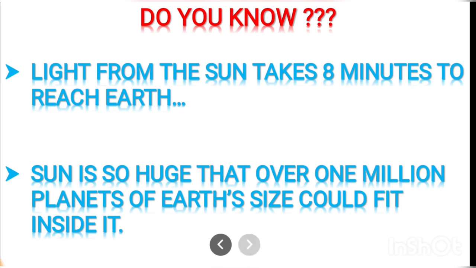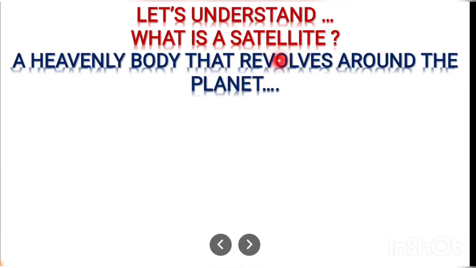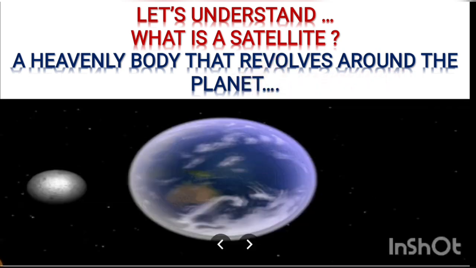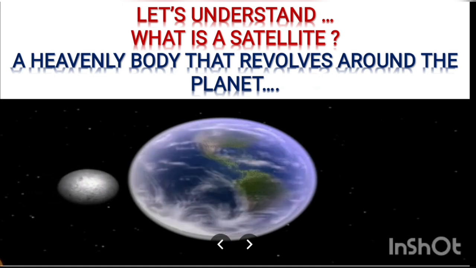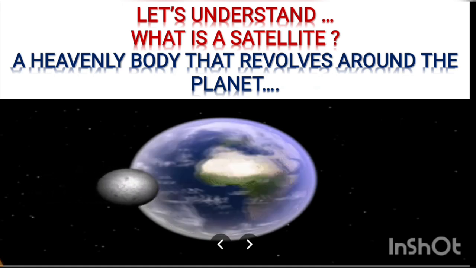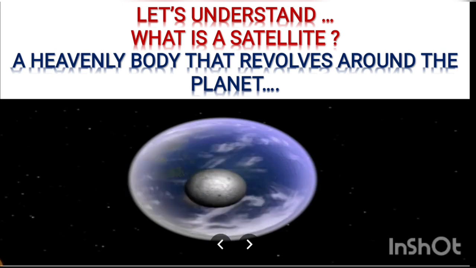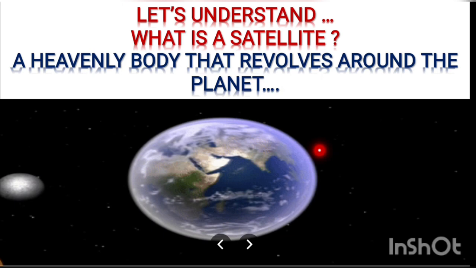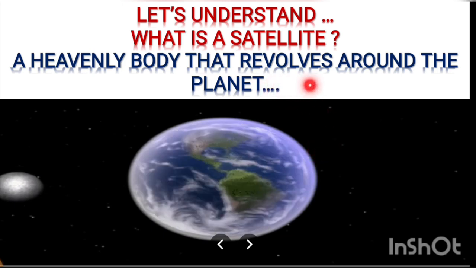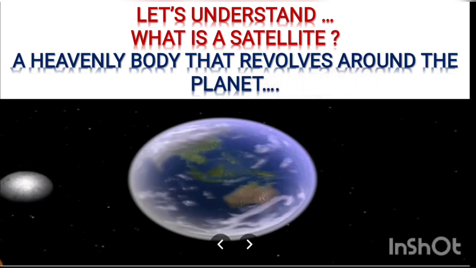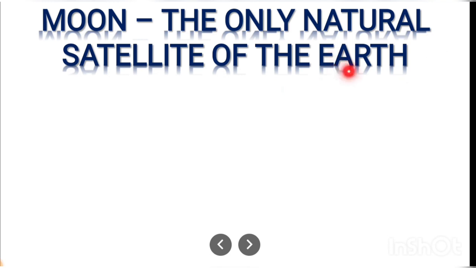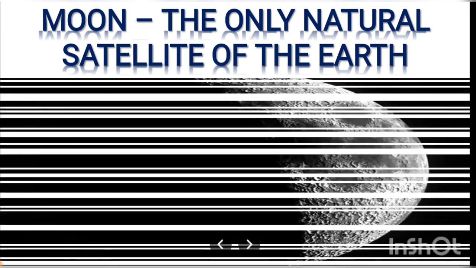It is so huge. Next, understand what is a satellite. A heavenly body that revolves around the planet is called a satellite. So we have only one natural satellite, that is called the moon. Can you see? The moon is revolving around the planet, that is our earth. Moon, as I told you, is the only natural satellite of the earth.